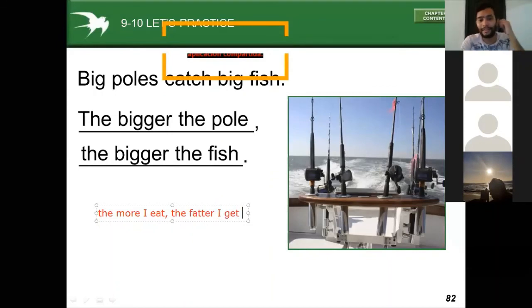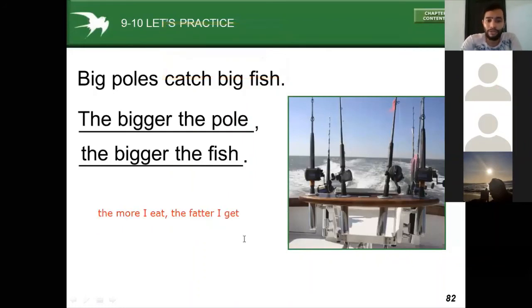Now it's like this, the fatter, because I'm using, take a look. Aquí el adjetivo fat es de una sola sílaba, por eso usamos fatter. Así que no tengo por qué usar de nuevo the more, right? Porque estaría incorrecto. So, the fatter I get. This is a good version. You can continue inventing sentences like this if you want to, right?